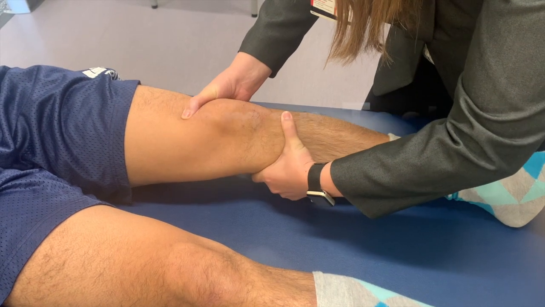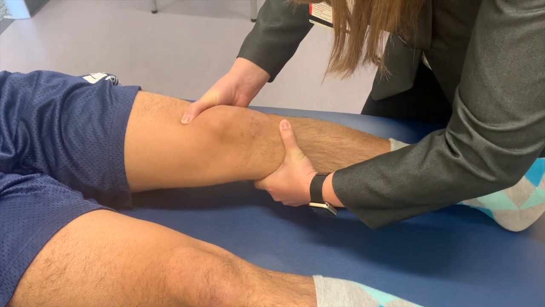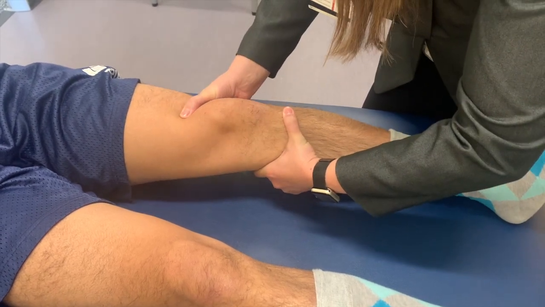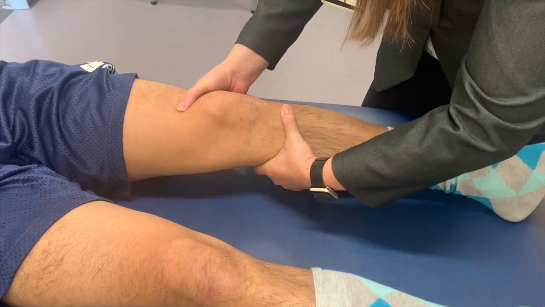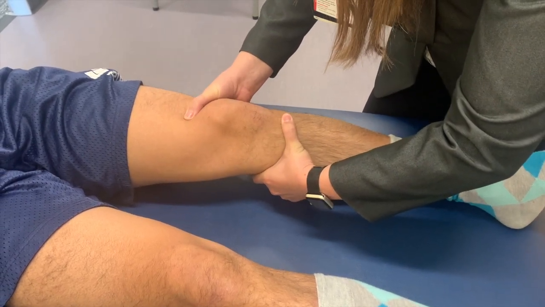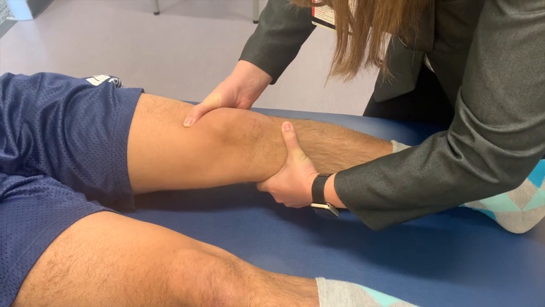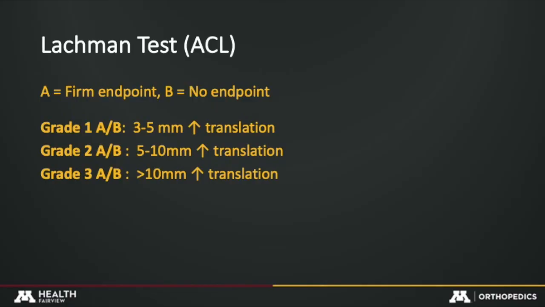The ACL can be assessed with the Lachman test, where the knee is placed at 20 degrees of flexion, then, as shown here, the examiner's left hand places an anteriorly directed force on the tibia, while the right hand stabilizes the femur. This is compared to the contralateral limb and graded based on the amount of increased translation and presence or absence of a firm endpoint, as summarized here.